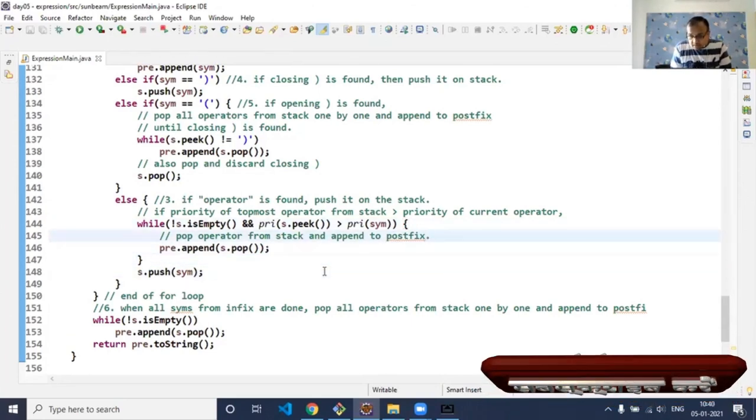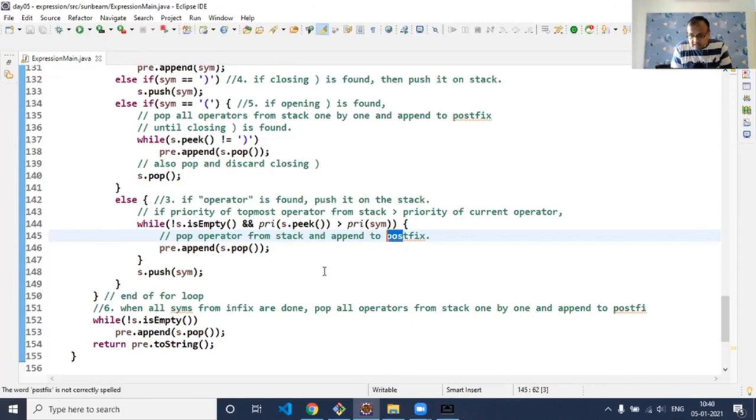और कुछ बच गया है. जहां पर मैंने पोस्टफिक्स वर्ड लिखा है, शायद वहां पर मुझको प्रीफिक्स वर्ड लिखना चाहिए.